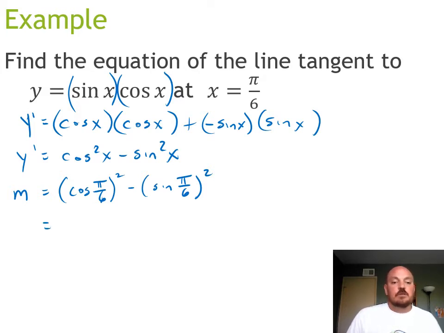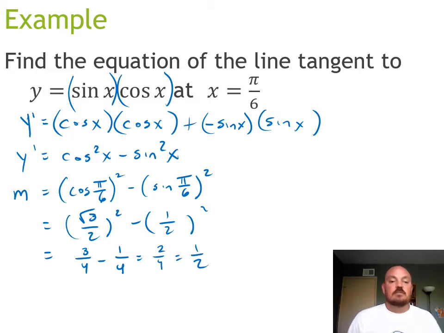So from the unit circle, cosine of pi over 6 is radical 3 over 2. Sine of pi over 6 is 1/2. Now when you square each one of those, you end up with 3/4 minus 1/4, which gives you 2/4 or 1/2. So our slope is 1/2. That's what we have so far.